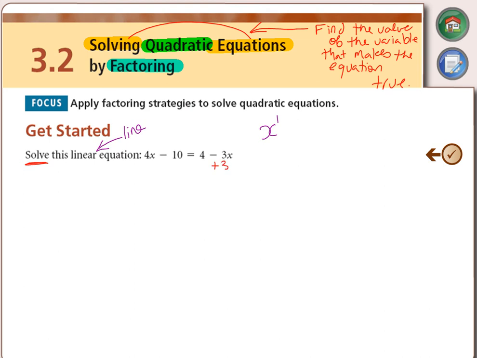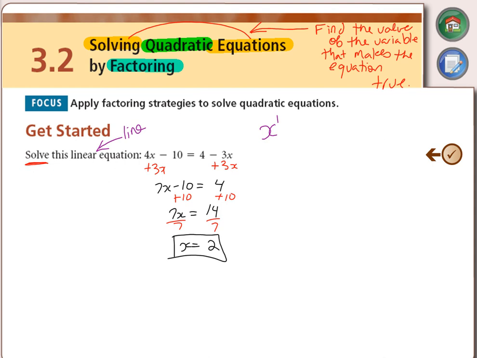So first thing, let's add 3x to both sides. Gives us 7x minus 10 equals 4. And let's bring the 10 over, so we'll add 10 to both sides. That gives us 7x is equal to 14. Last step, divide by 7. So x is equal to 2. That was solving a linear.